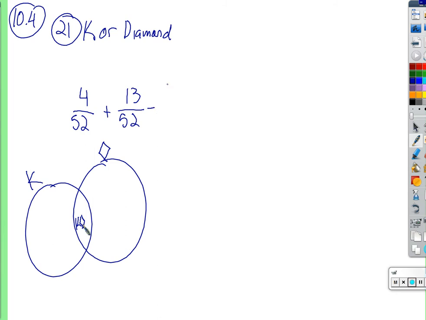So we have to subtract away, because what's happened is we've taken the king's space, 4, and we've added the diamond's space. But one of the kings is also a diamond, one of the diamonds is also a king. So there's one in here and one in here. They're actually the same card, and we've included it in both. So we're going to take one of those out, subtract that 1 out of 52 cards. That is 16 out of 52, 8 out of 26, 4 out of 13.